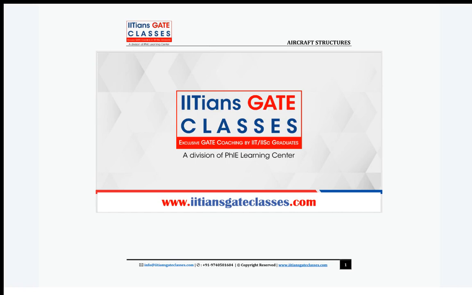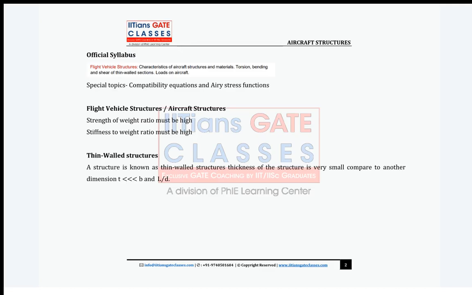This is the second class, and kind of the first class for thin walled structures, or aircraft structures, or flight vehicle structures. If you see the official syllabus, they have mentioned characteristics of aircraft structures and materials, torsion, bending, and shear of thin wall sections, and loads on aircrafts. There are also some special topics like compatibility equations and Airy stress function. All these things we will be covering in this subject.